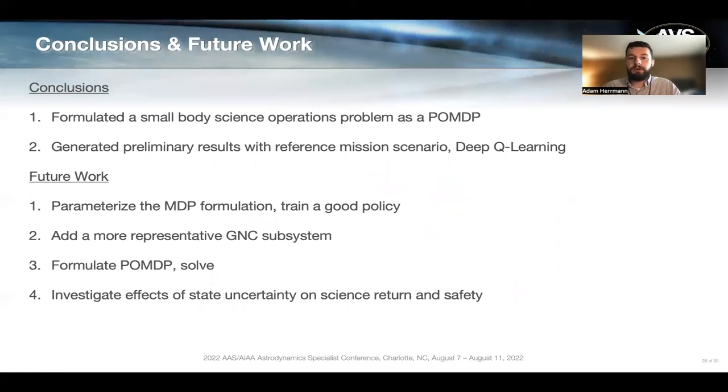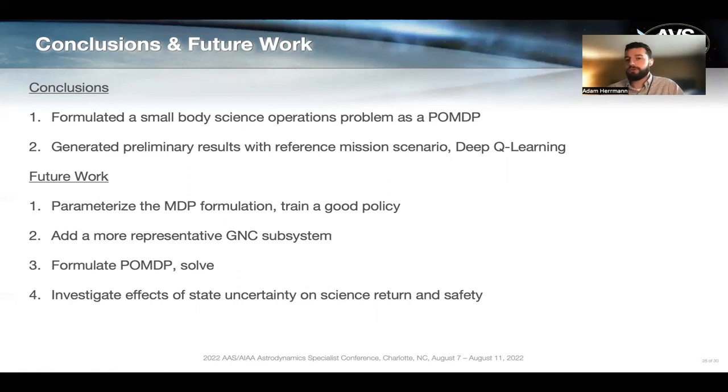So we formulated a small body science operations problem as a POMDP, and we generated preliminary results with both a reference mission scenario and deep Q learning. We found that deep Q learning hasn't quite yet performed like we want it to, but for future work, we're going to finish parameterizing the MDP, and we're going to finish parameterizing the algorithm that we're going to use to train a good policy. And then I'd also like to add a more representative GNC subsystem on board.